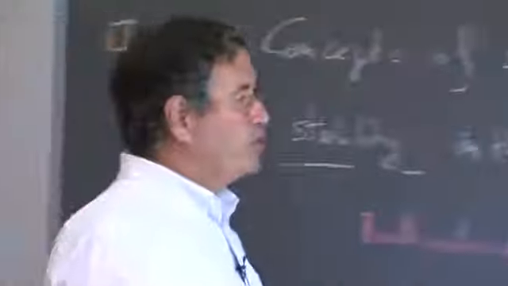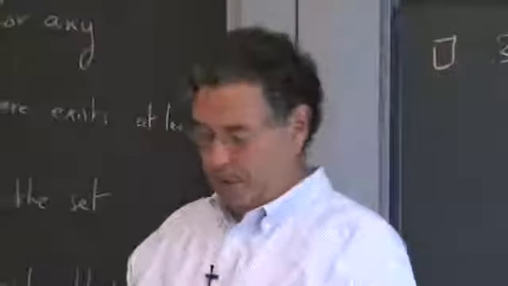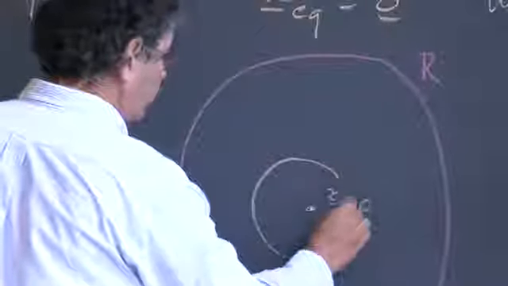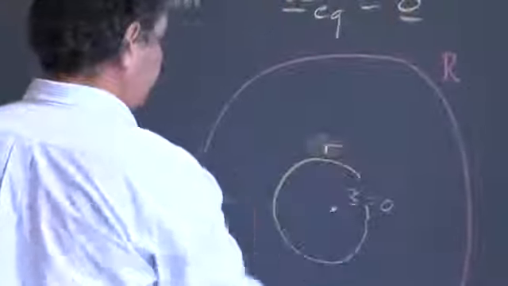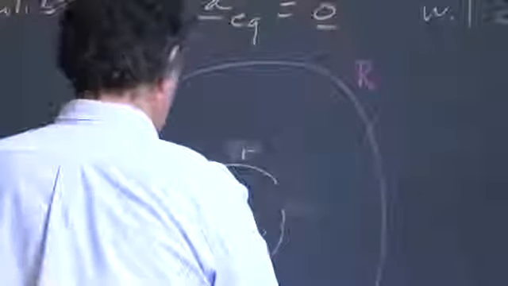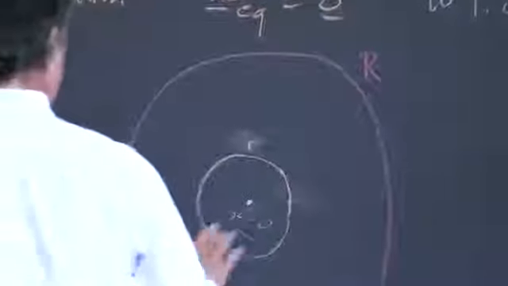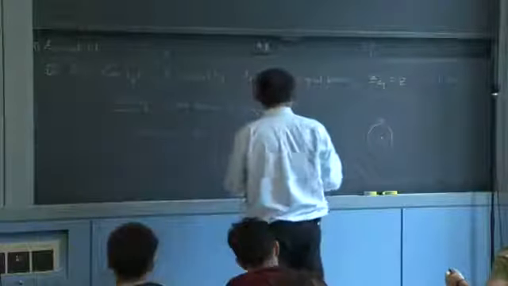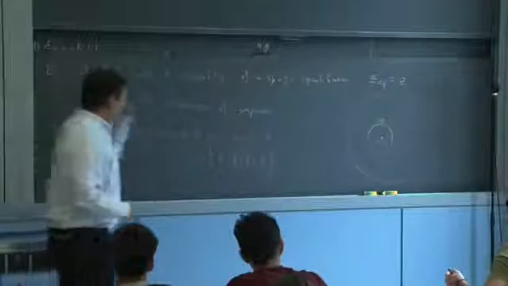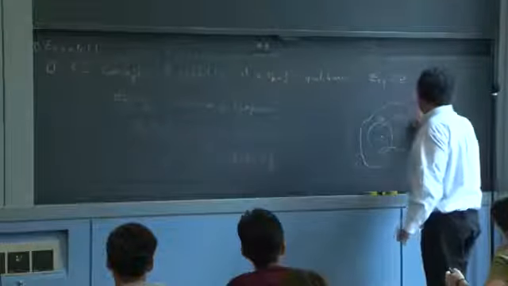So stability in the sense of Lyapunov says, if I pick a ball of radius r, r is arbitrary, okay, there always exists a smaller ball of radius small r such that whenever I start in the small ball, any trajectory that starts in the small ball may go in and out, but it never gets out of the big ball.